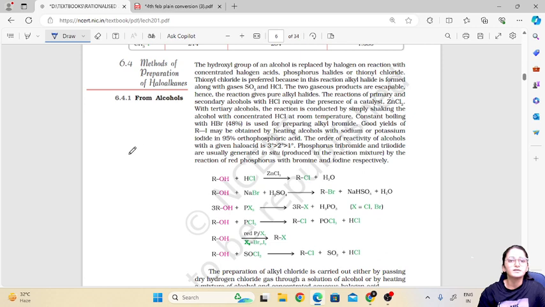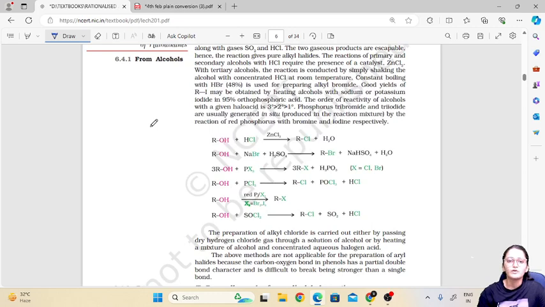Let us start with the very important concept here, that is methods of preparation of haloalkanes. So first of all, we will see how to prepare them from alcohols. First of all, we take alcohols. Alcohol when added to HCl and zinc chloride, and this is together called as Lucas reagent, when these are the reaction conditions, we get alkyl halide plus water. Then alcohol when treated with sodium bromide and sulfuric acid, it gives alkyl bromide.